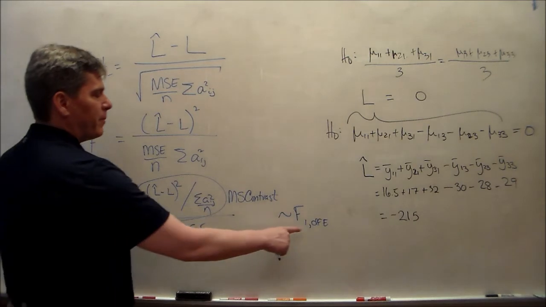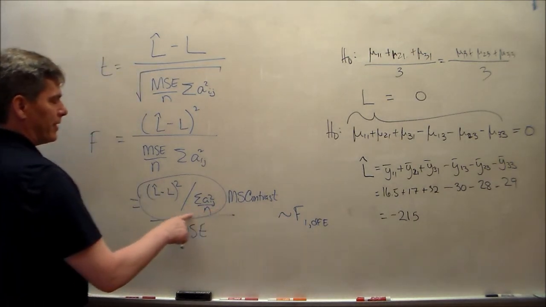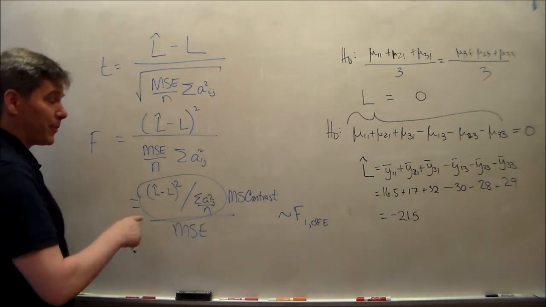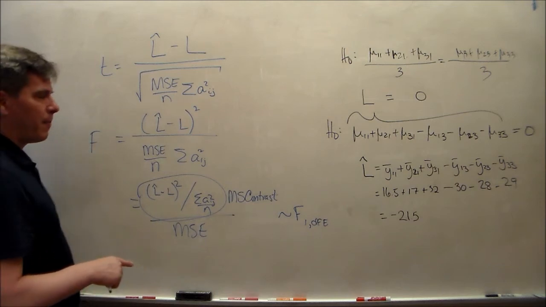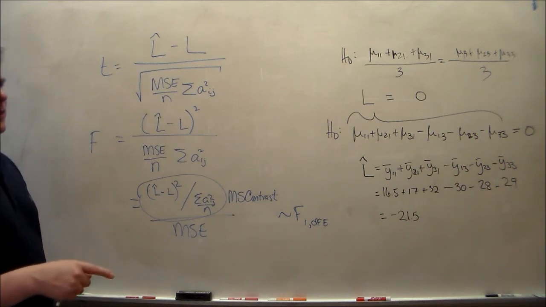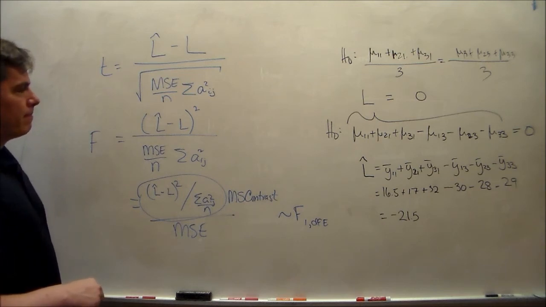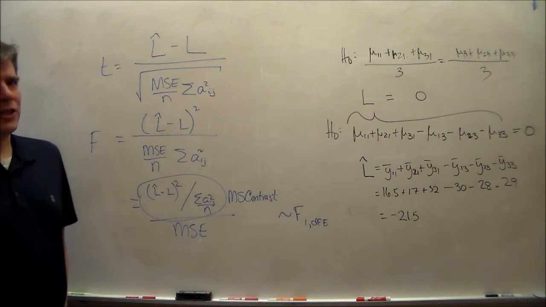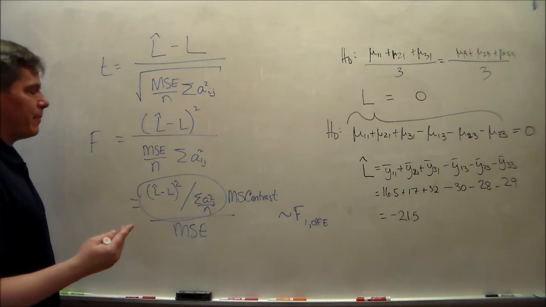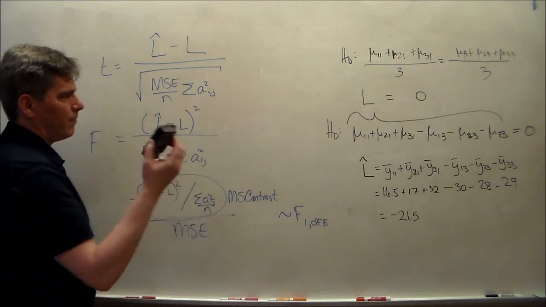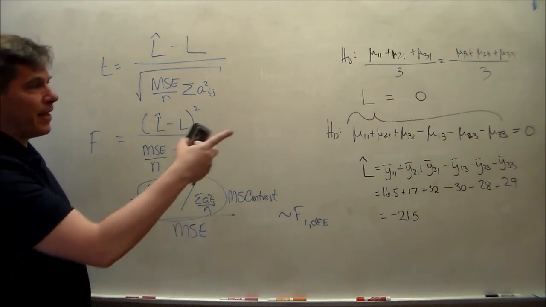Since the degrees of freedom for the numerator is 1, that means not only is this going to be the mean squared contrast, but it's also going to be the sum of squared contrast, because the mean squared is always equal to the sum of squares divided by the degrees of freedom. None of that's changed. It's all the same. The only thing that's changed is we've got two dimensions.